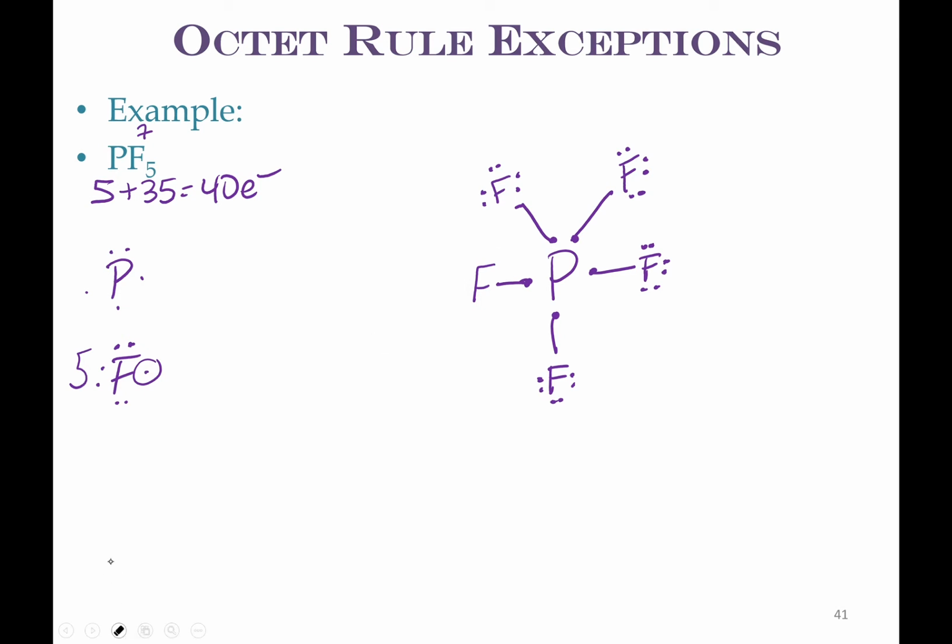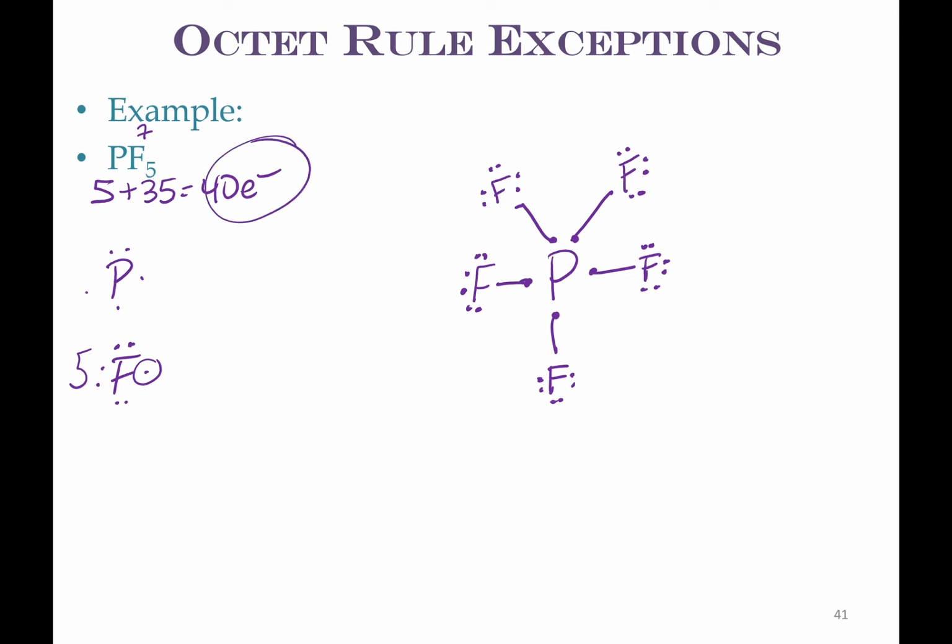And we have used all of the electrons. But phosphorus actually has more than an octet. Phosphorus has 2, 4, 6, 8, 10 electrons, but each fluorine has 8. So each fluorine has 8 and phosphorus has 10, but we only used a total of 40 electrons.